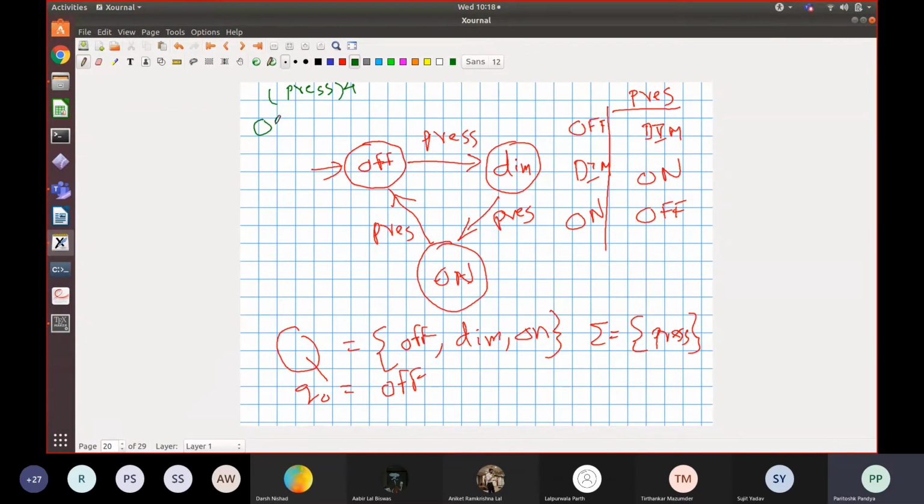You will be in off, and then you will make a transition on press to on or dim, right? And then you will have a press which will take you to on, and then you will have the next press and it will wind up in off, right? And there is one more press left. So you do one more press, 4 presses, and it will wind up in dim. So after 4 presses, by this execution, the system will wind up in the dim state, right? Is this clear to you?